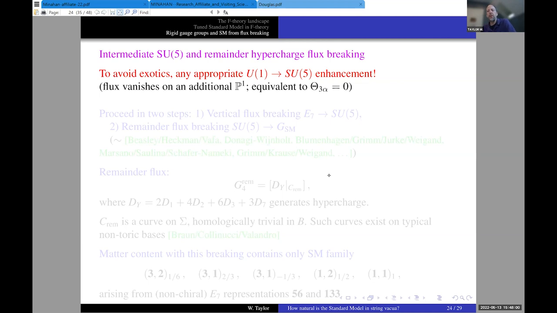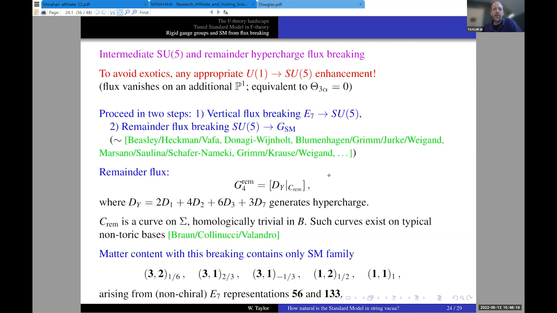So to get the standard model without exotics, it seems that we want to first do a flux breaking down to SU5 and then use a more exotic mechanism called hypercharge flux breaking, which requires a slightly more complicated geometry to break the SU5 down. And this breaking of SU5 ends up being the mechanism that was used in the earlier work I mentioned on the tuned SU5 models.